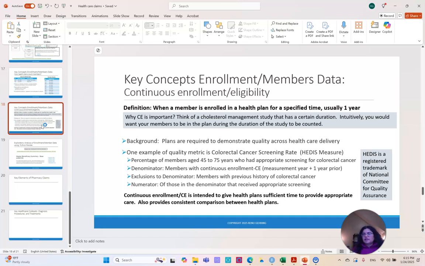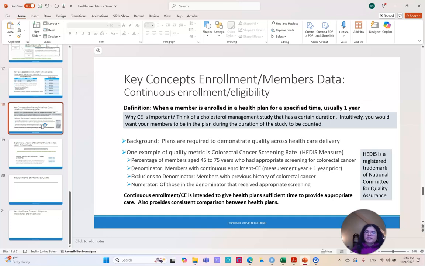And these are governed by a number of bodies, but the most important one is HEDIS. HEDIS is a part of the National Committee for Quality Assurance, and over 90% of health plans report quality metrics using the HEDIS system. One example of a quality metric is colorectal cancer screening rate. I'm picking on that because it is easy to think about. It is relevant for a large number of the population, those who are 45 and above, and it is a cancer that is a leading cause of death in the US.